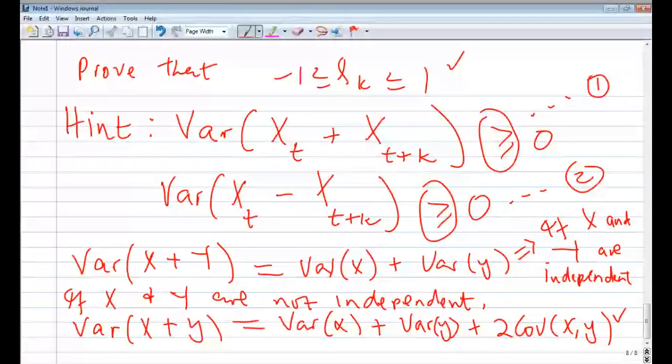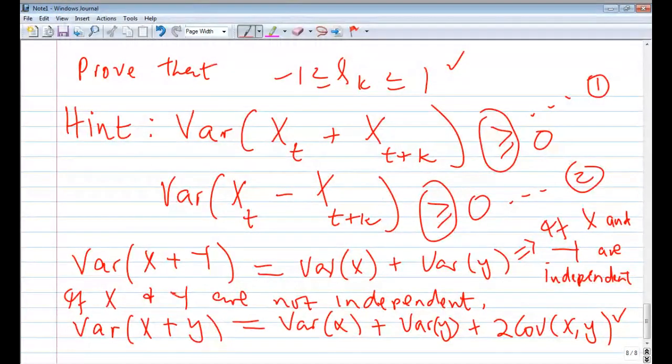Can you please explain it again from var of x plus y? Okay, with pleasure. Let me just explain it for you. I was saying you have to prove that rho k is greater than or equal to minus 1 and less than or equal to 1. Then I said I must give you a hint. So var of xt plus k is always positive, and var of xt minus xt plus k is always positive.